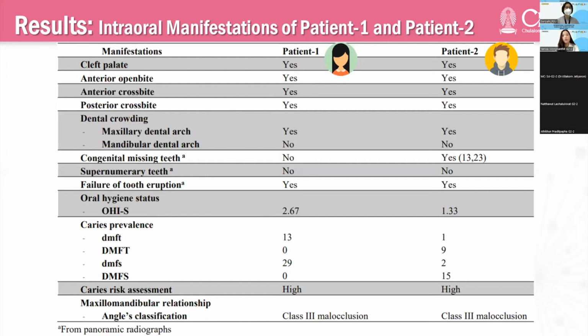This table shows the intraoral data of patient 1 and patient 2. As you can see, most of the data of the two patients are consistent, including cleft palate, anterior open bite, anterior closed bite, posterior closed bite. They also have maxillary dental crowding due to maxillary hypoplasia, failure of tooth eruption, high score of caries risk assessment, and both have class 3 malocclusion.